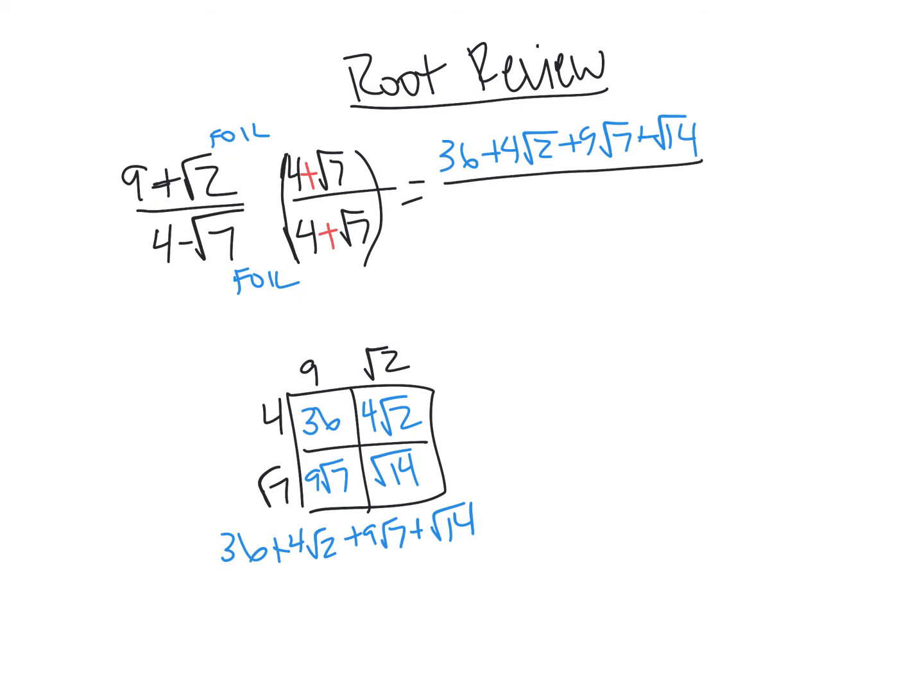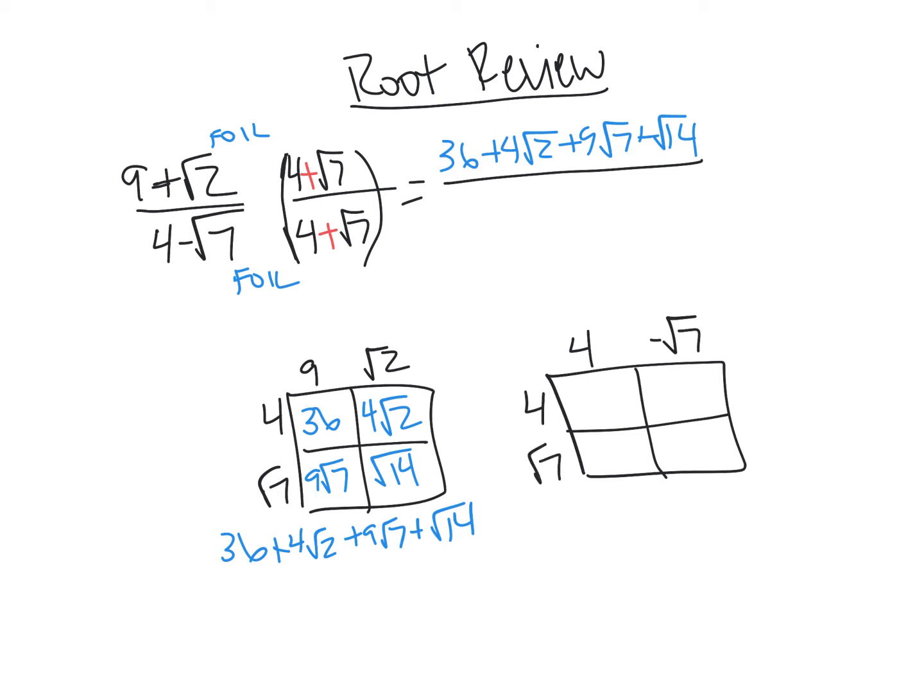So let's come down here to the bottom and do the same thing. So we got 4 and negative root 7. We have 4 and a positive root 7. So if we multiply, 4 times 4 is 16. We have negative 4 root 7. We have positive 4 root 7. And we have negative 7.